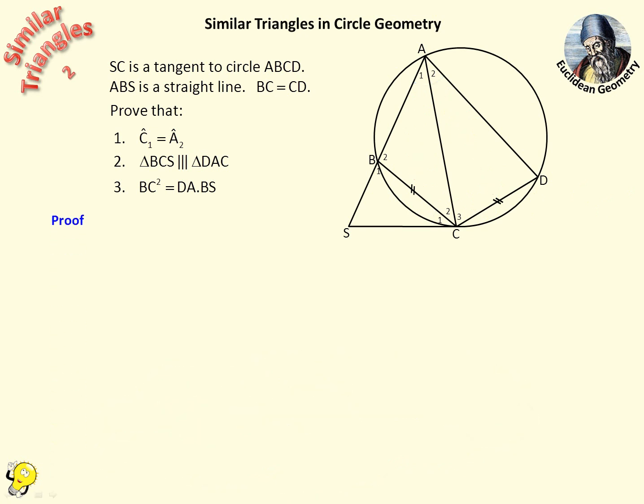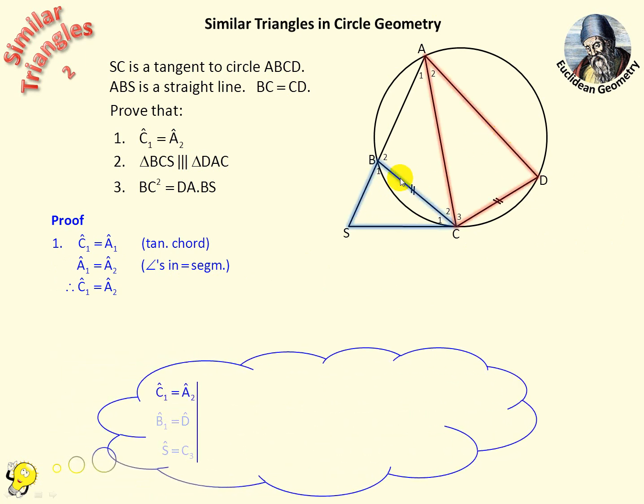So the proof. We're going to do exactly what we looked at in the thought process. C1 equals A1, tan chord. A1 equals A2, angles in equal segments. And therefore C1 equals A2.